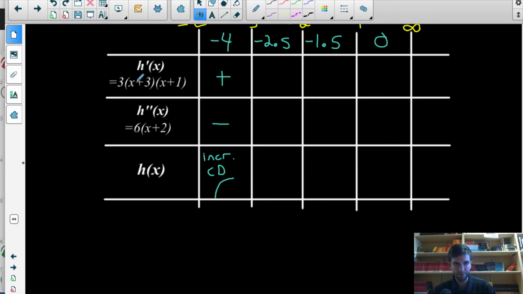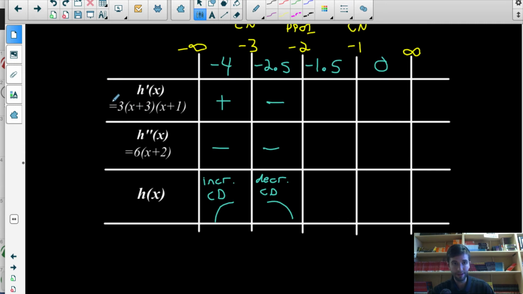When I plug -2.5 in, I get positive, positive, negative, so that's negative, so it's a decreasing function. Into the second derivative, I would get positive times negative, that's negative, so it's concave down. So I have a decreasing function that's concave down, so it looks like this. Plug -1.5 in, negative, that's negative. Plug it into the second derivative, positive times positive is positive. So I have a decreasing function because the first derivative is negative, that's concave up because the second derivative is positive. It's going to look like this. And lastly, plug in 0, it makes the first derivative positive and the second derivative positive, so I have an increasing function that's concave up. Increasing concave up looks like this.